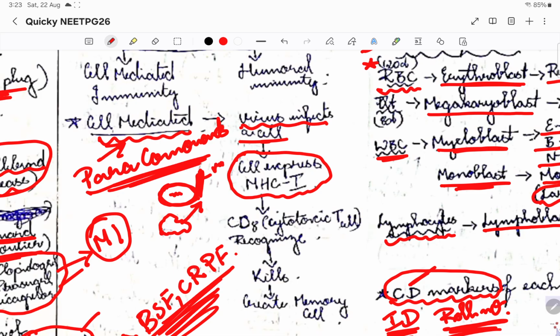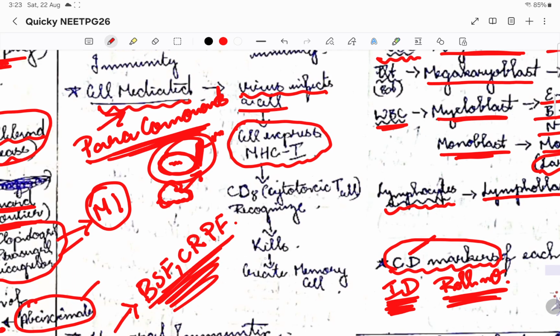That is when these commandos are there, right? The para commandos recognize this and destroy the whole cell. They destroy the whole cell and create a memory cell. Creating memory means they'll take a photo of this and keep it, so that next time a virus like this, with this uniform, comes in, they would recognize it quickly and destroy it before it does anything.